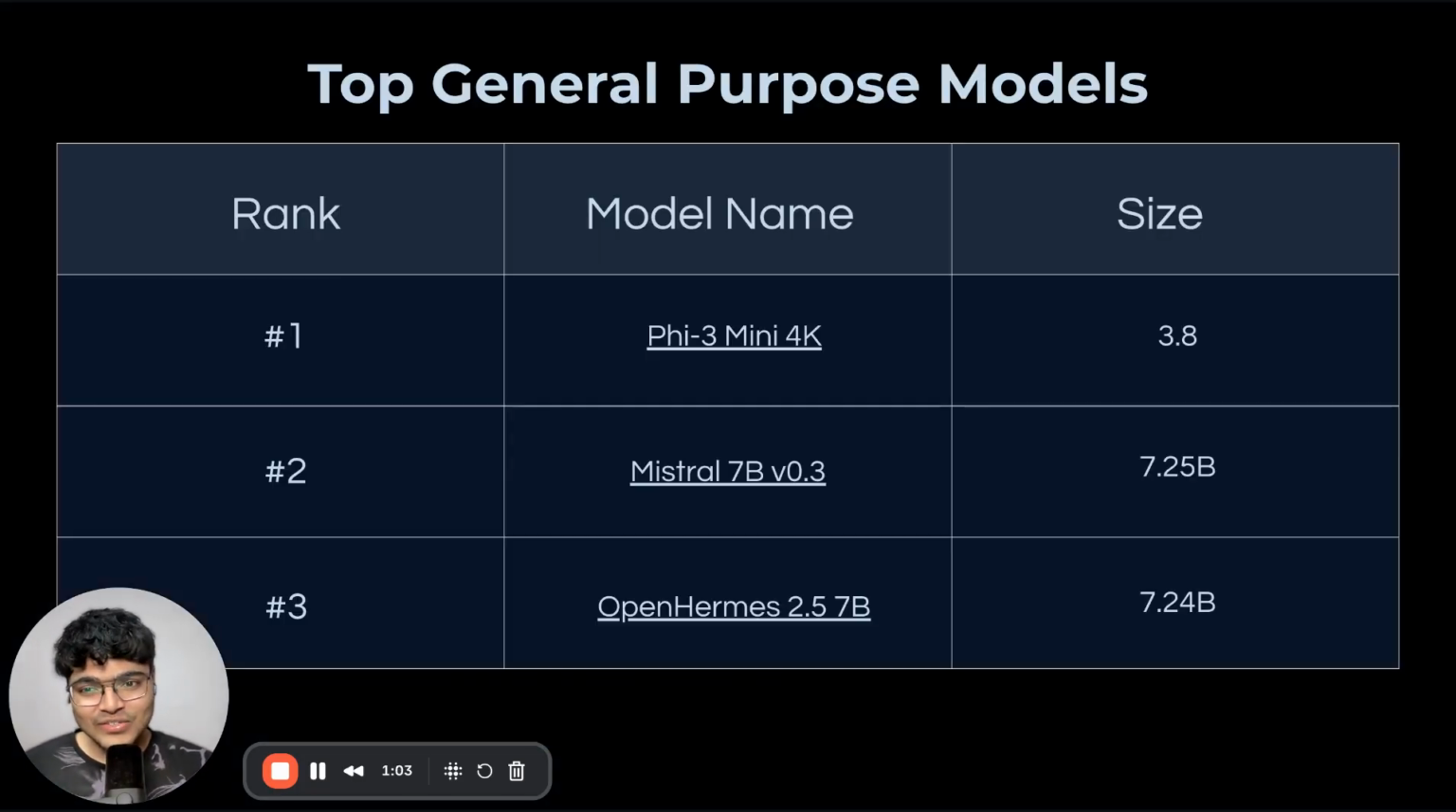Okay. So the first rank goes to Phi 3 Mini 4K. The second rank goes to Mistral 7B V0.3. The third rank goes to OpenHermes 2.5 7B. And I personally like all these models, how they respond, how they generate emails, conversation, etc. Again, you can find the links to all these models in the description section. Okay, so we will now explore each of these models individually and figure out when to use each model, and the differences between each and every model.